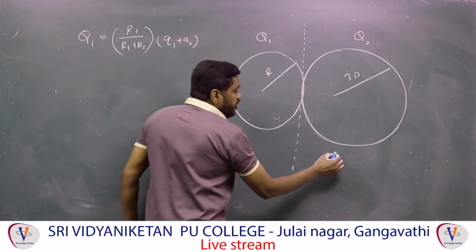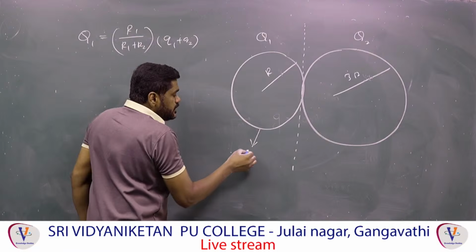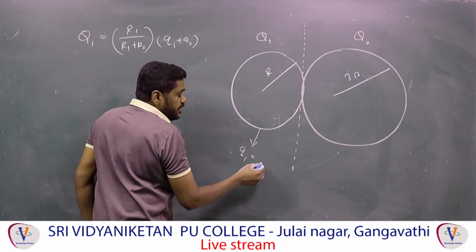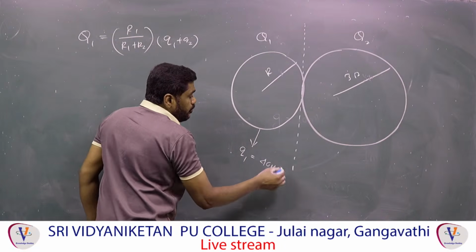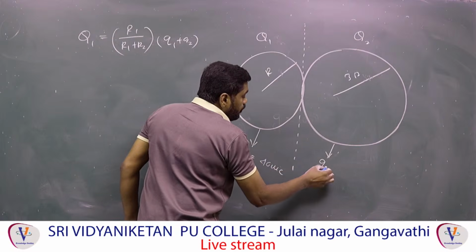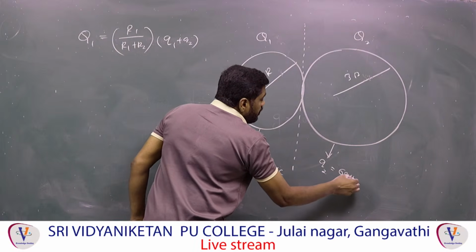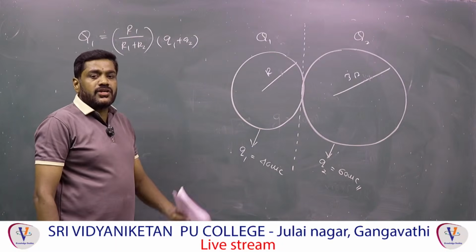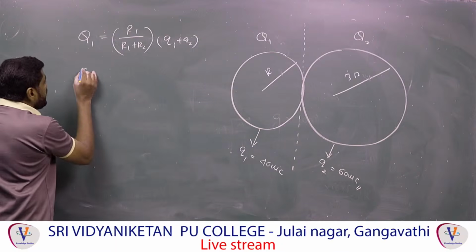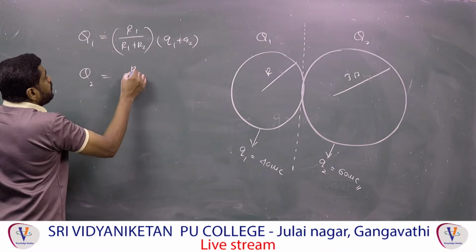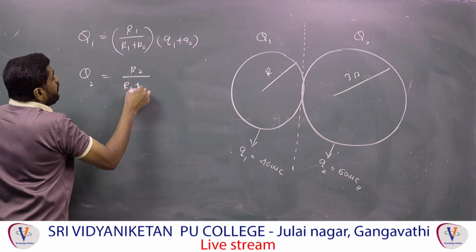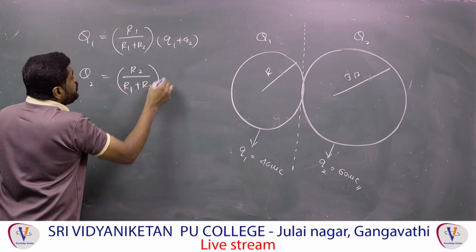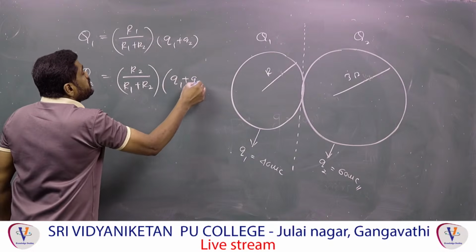So how much is the initial charge given? Initial charge on the first one, small q1, I will take 40 microcoulomb, and small q2 is equal to 60 microcoulomb. Initial values they have given, but what are they asking? What is the final charge ratio? So what is the final charge on the second sphere? Q2 is equal to R2 by R1 plus R2 into Q1 plus Q2.